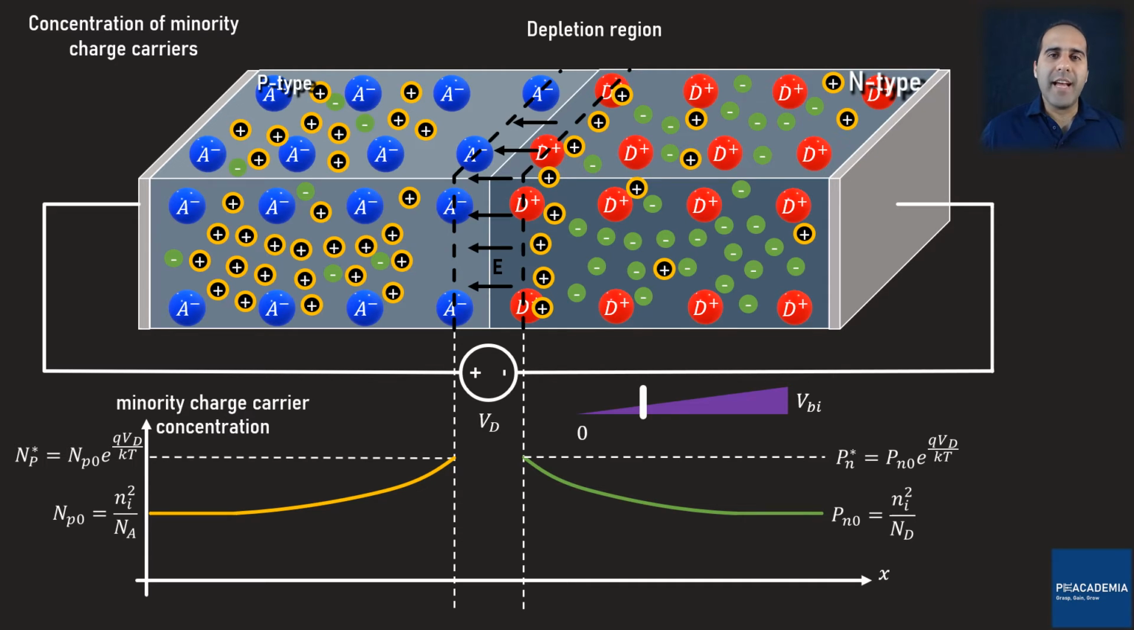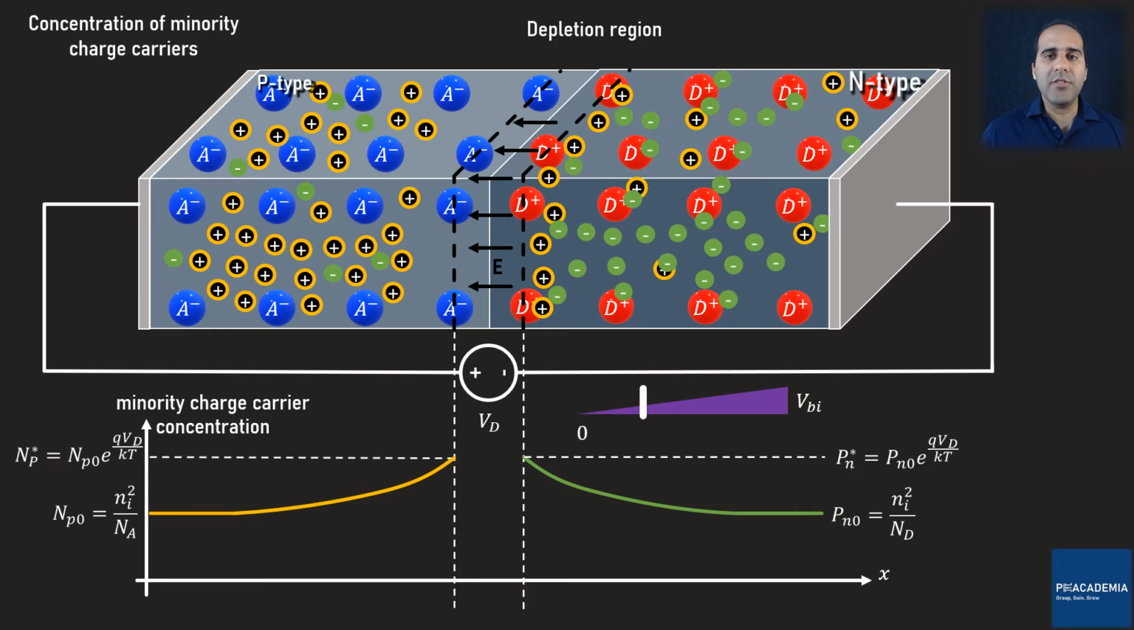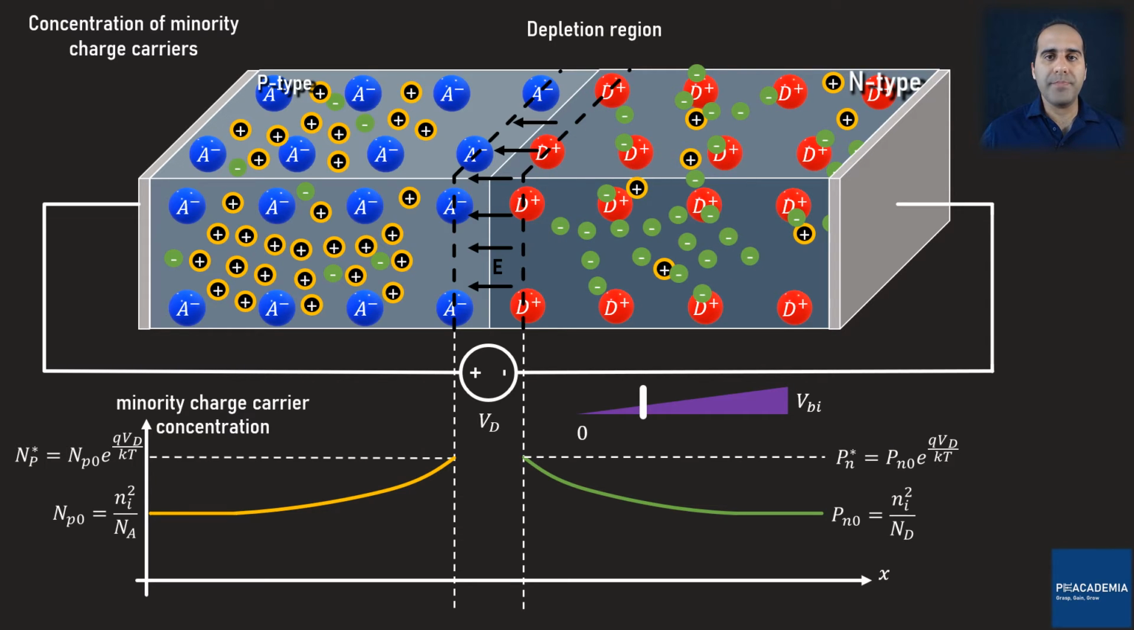What happens is that free electrons in the N-type semiconductor recombine with the diffused holes. At first, you might think that as a result of this recombination, I now have fewer free electrons on the N side. But that is just not correct.